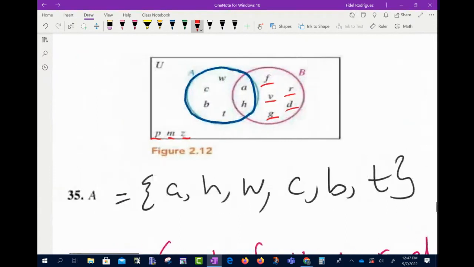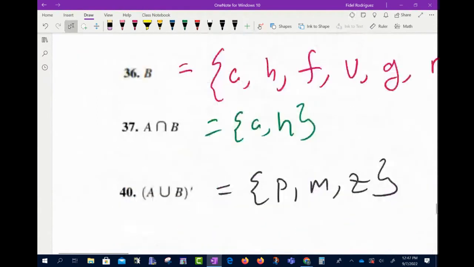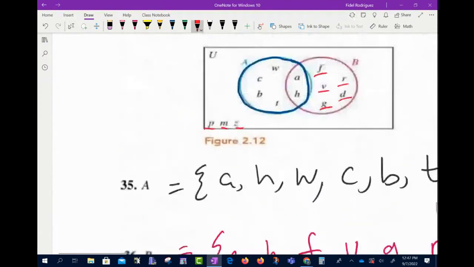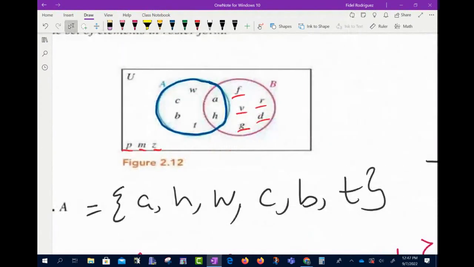Now, the other part didn't just say A complement. Let me scroll back up here. It also said B complement. So let's look at B complement. B complement would say I'm looking at everything outside of that circle. So all the letters that are outside of that circle would be W, C, B, T, Z, M, and P. Okay, so now I have a visual.